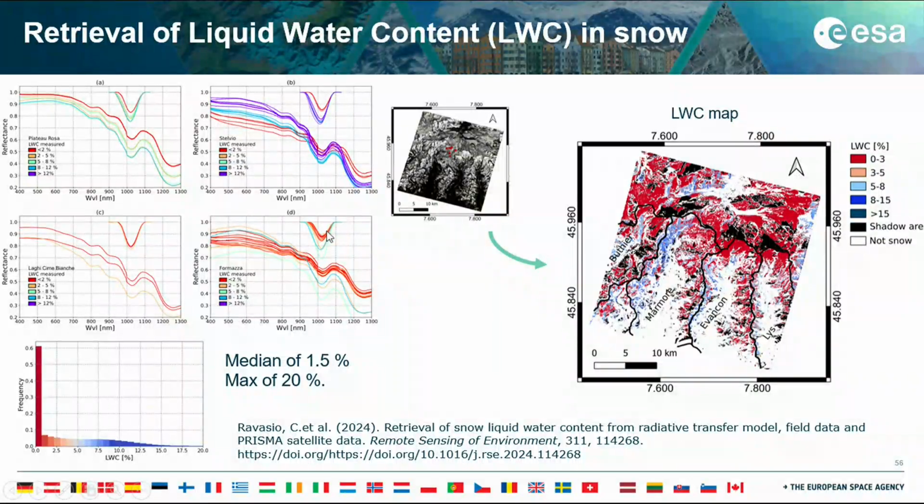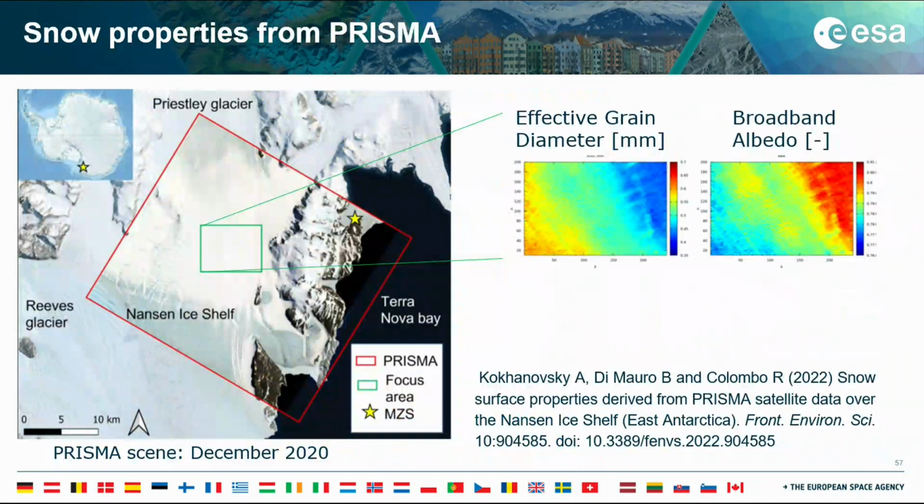And so we built a model to apply this retrieval scheme to PRISMA satellite images, and we classified this sample image from PRISMA with the liquid water content from 0 to more than 15%. So this is quite interesting for us because it is quite a good application of the hyperspectral data. This cannot be done with multispectral data.